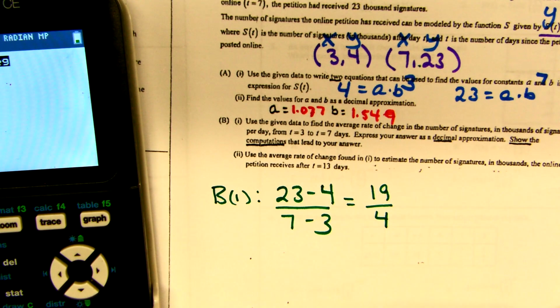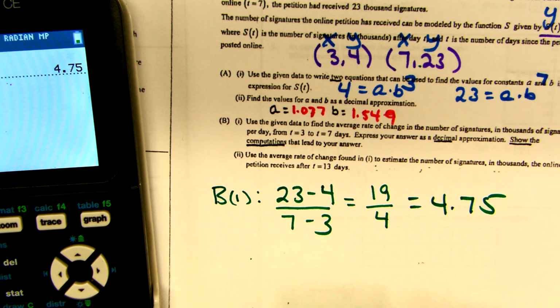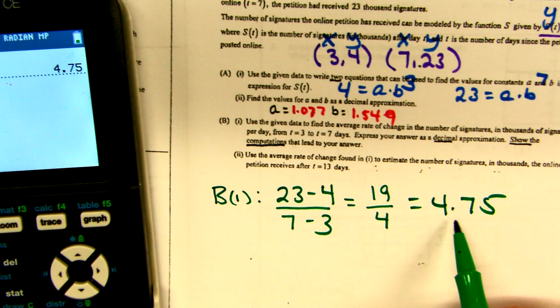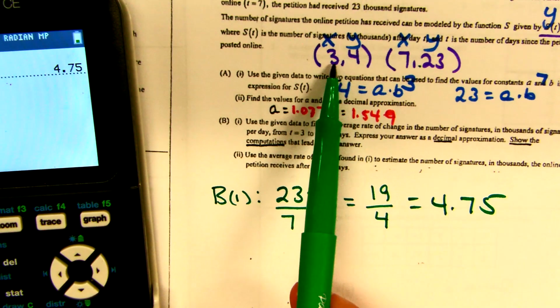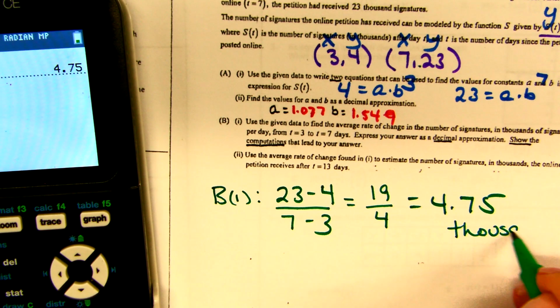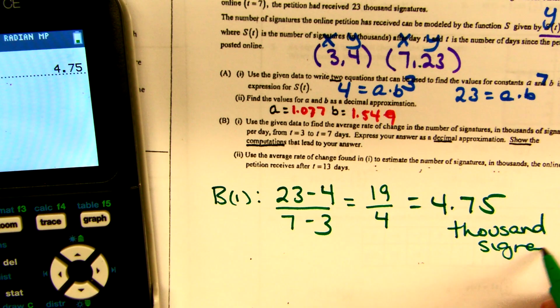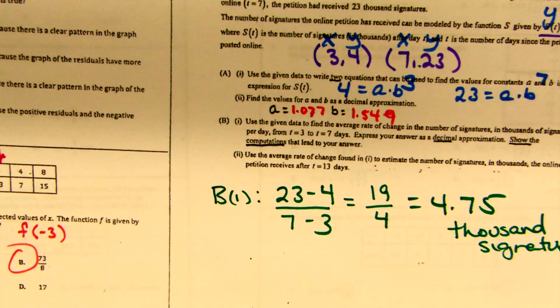Be careful not to leave your answer like this. You do need to change it to a decimal on my test and the AP exam. Just trying to get you guys to make sure you read directions. Write it as a decimal. That's it. You all know how to find slope. So this, though, is in thousands. So the average rate of change from the 3rd day to the 7th day was 4.75 thousand signatures. So make sure you label it correctly. Okay, so that's going to give you full credit.